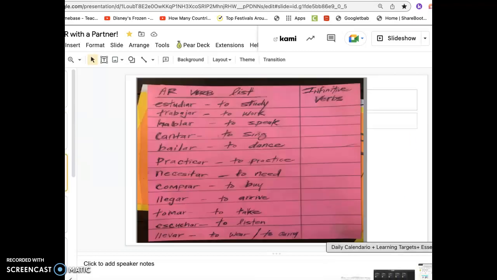All right, and so for a truncated list of AR verbs, estudiar, for example, to study, trabajar, to work, hablar, to speak, cantar, to sing, bailar, to dance, practicar, to practice, necesitar, to need, comprar, to buy, llegar, to arrive, tomar, to take, escuchar, to listen, llevar, to wear or carry.